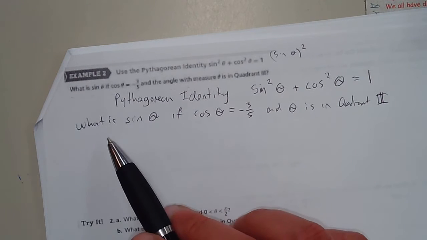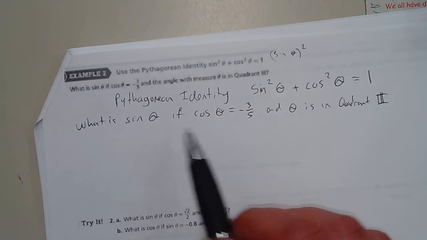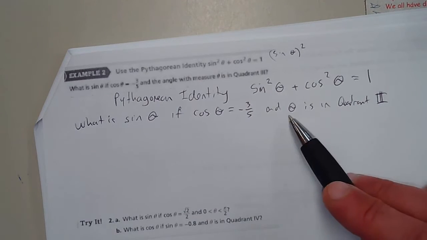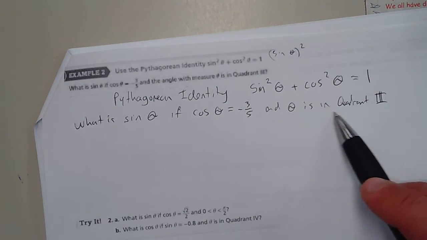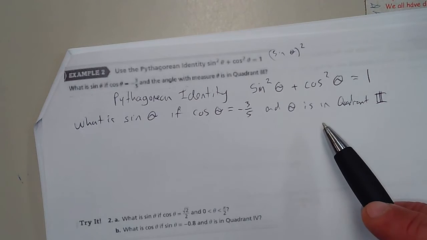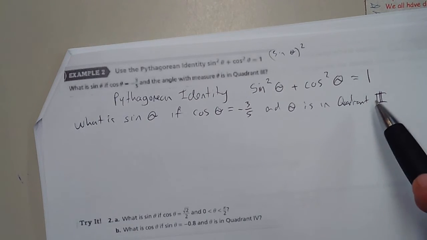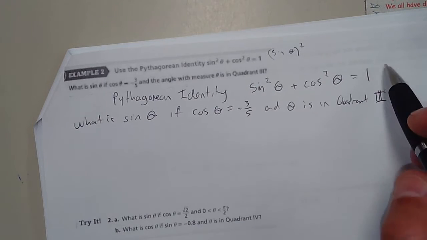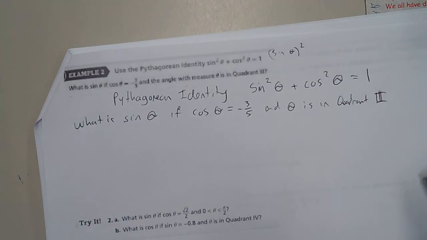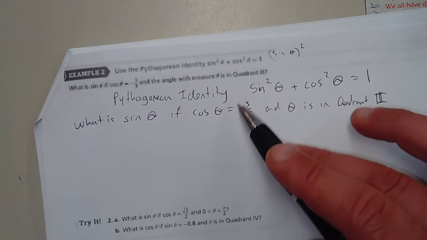All right, so it says, what is sine of theta if cosine of theta is negative 3/5 and theta is in quadrant 3? This theta being in quadrant 3 part, we're going to worry about after we solve this problem out. So remember that it's a thing, but we don't need it right now. So this identity is just, we're told that it's always true. There's proofs you can do to show why it's true. We're not going to do that. But this is a true trig identity.